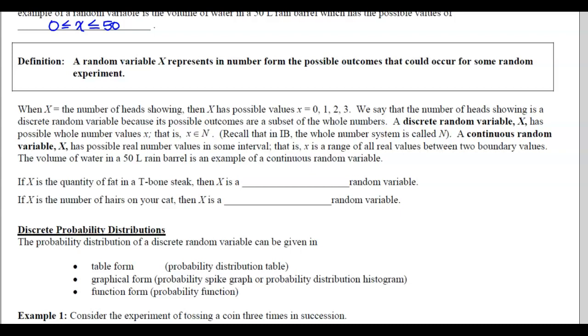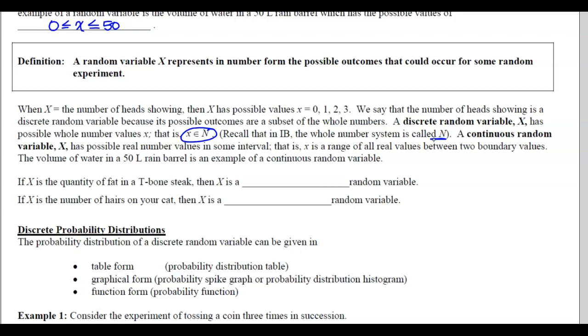You say the number of heads showing is a discrete random variable because its possible outcomes are a subset of the whole numbers. A discrete random variable x has possible whole number values, lowercase x, where x is an element of the set of whole numbers. In IB, we use n for that. In Alberta Education, n is natural numbers. A continuous random variable x has possible real number values in some interval, so it's got a range of real values between 2 boundaries. The volume of water in a 50-liter rain barrel is an example of a continuous random variable.